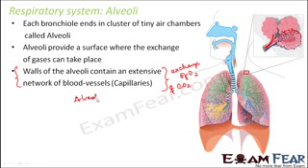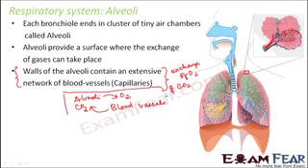So if you have alveoli and you have the blood vessels, they are very close to each other. So what will the alveoli do? The alveoli will send the oxygen to the blood vessels, and the blood vessels will send the carbon dioxide to the alveoli. So this is how the exchange of gases takes place, and this is the most important part of respiration.